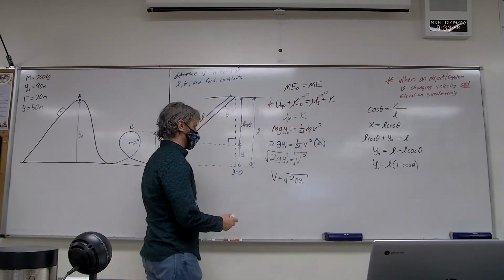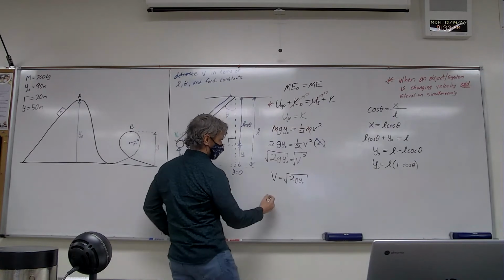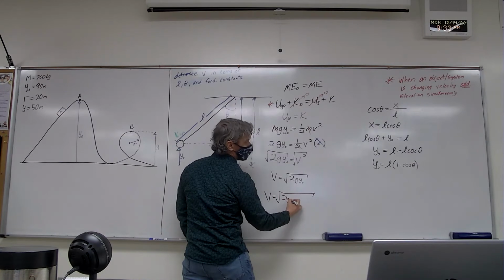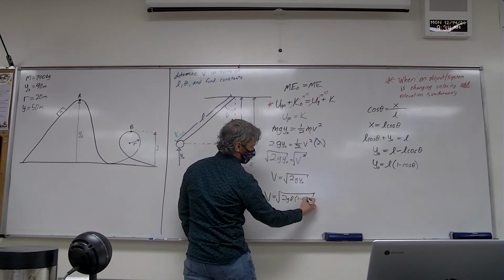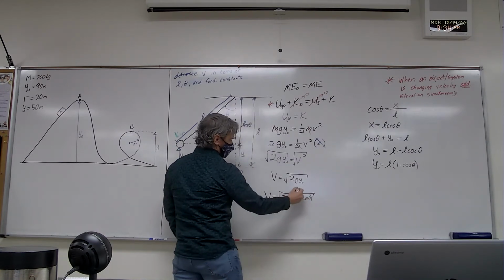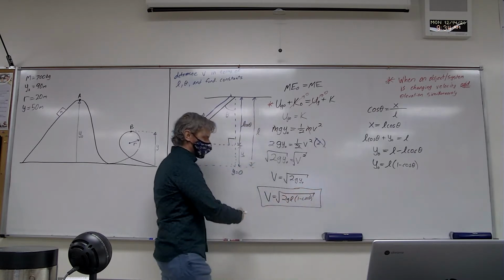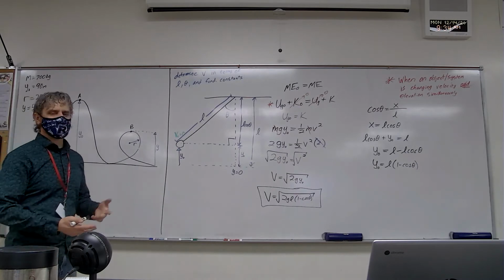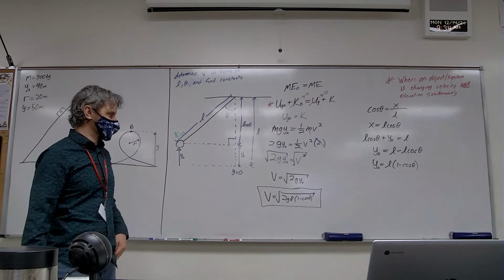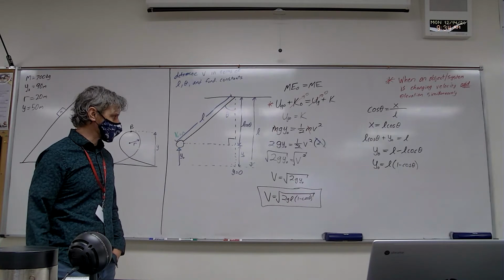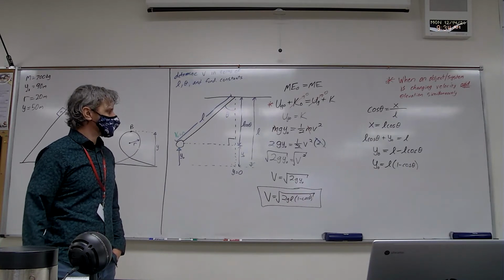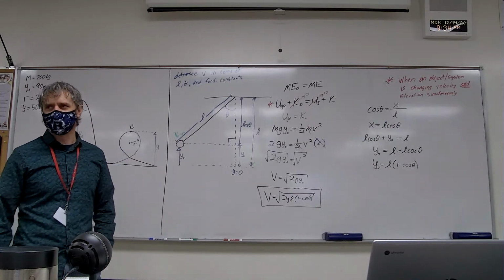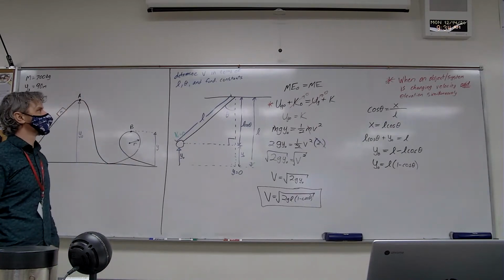And so now I can replace y naught with that expression. So I get that the speed at the bottom will be the square root of 2g times L times 1 minus cosine theta. If we had numbers, we don't, but if we did, we could throw those in there and determine what that speed would be based on just the angle and the length of the pendulum itself. So a little bit of geometry there, a little SOHCAHTOA, right triangle trigonometry.